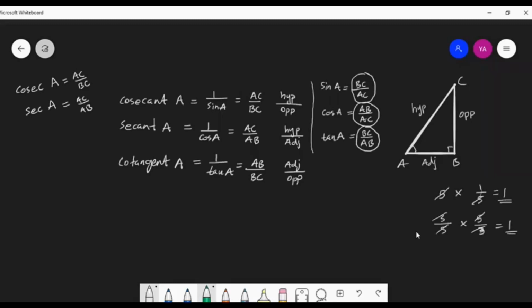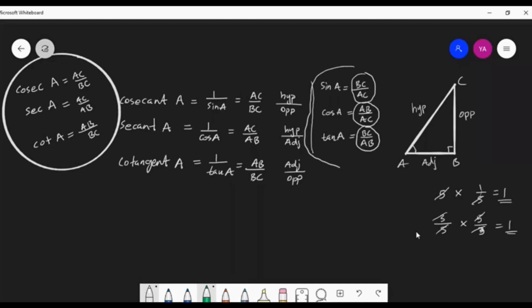And cotangent. Cotangent we usually take only the first three letters, cot. Cot A is equal to AB by BC. So these are the next three trigonometric ratios. They are just reciprocals of those three ratios we discussed in the last lesson. So sine, cos, tan, and cosecant, secant, and cotangent. In short we can say cosec, sec, and cot.